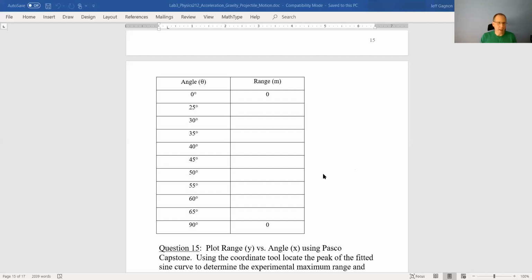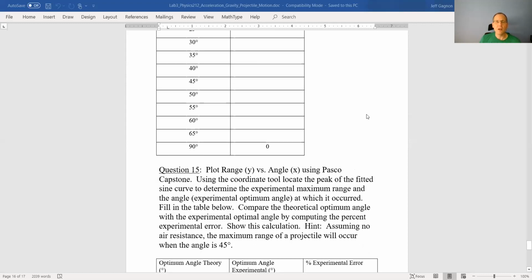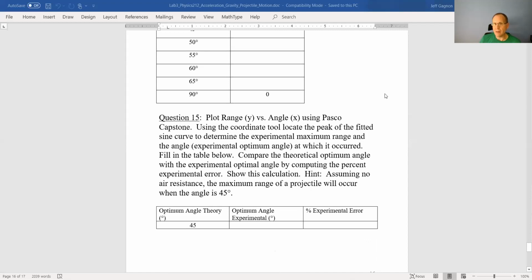All right, so once you have all those values, you've collected all the data, then you're going to plot range versus angle again using Pasco Capstone. So angles on the X, ranges on the Y, just like before. You want to do a sine fit, and then you want to use that coordinate tool to locate the peak of your curve. And it's basically the same questions I asked for the real experimental data. So same thing for the simulation.